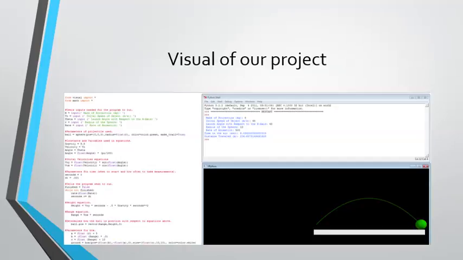Here's a visual of our project after it's ran. On the left is our program, and on the top right it shows the inputs, which are indented, and under that is the results of the program. And the window under that one is our program after it's ran, and it left a trail showing where it went.